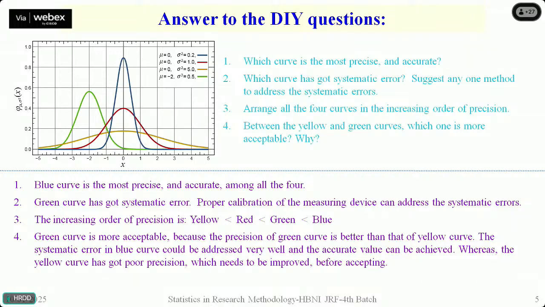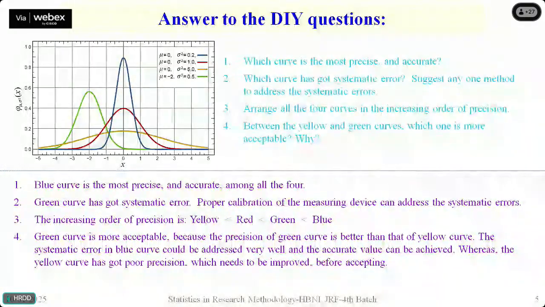And the four curves in increasing order of precision, just by looking at the width of the curve we can do it, or else you can go for the sigma square values. Sigma square is variance, nothing but the square of the standard deviation. You can see the numerical value and do the assessment, or you can look at the curves and take a decision. Both will lead to the same. When mu is equal to 0, that means your value is sitting on the true value. When mu is equal to -2, that means there is a bias, a negative bias. My value is some 2 units away from the true value.